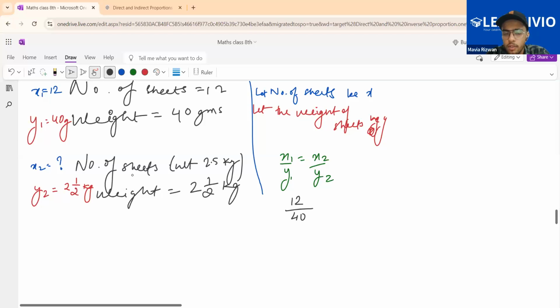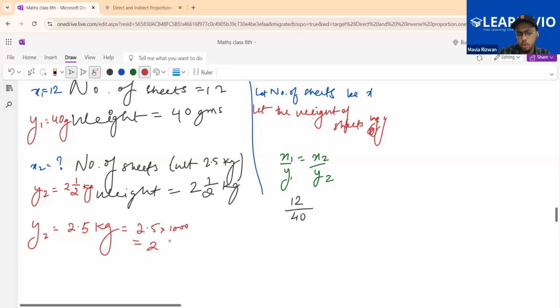Okay, so either you convert both of them to grams, or both of them to kgs. Converting kgs into grams is easier. So y2 is equal to 2.5 kg, which is 2.5 into 1000, that is 2500 grams. Is this clear? What I did, I converted y2 into the form of grams. So 2.5 kgs is equal to 2500 grams.